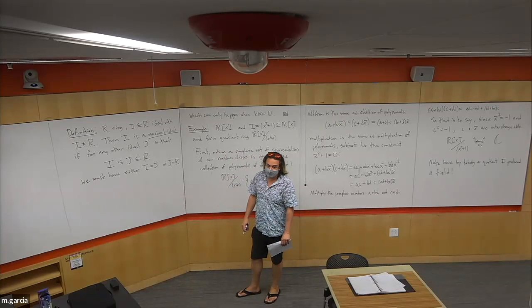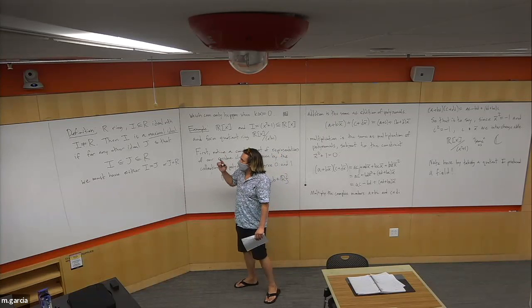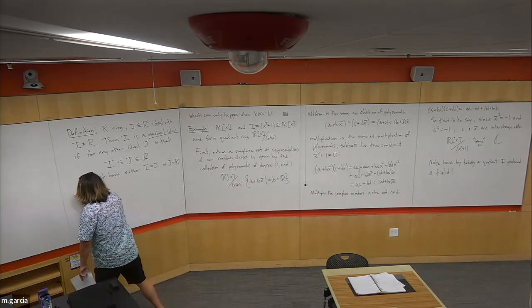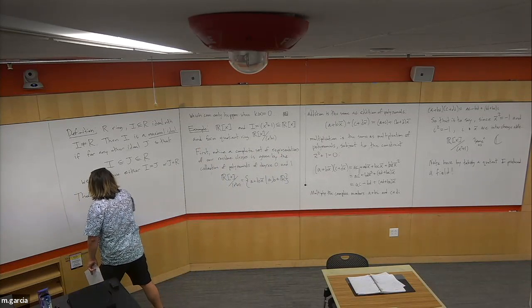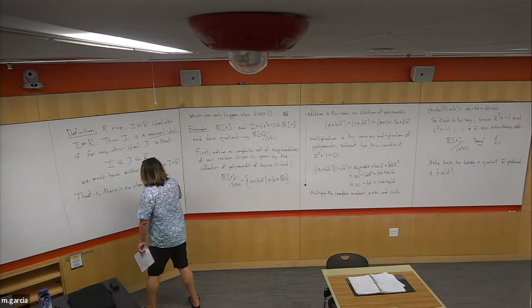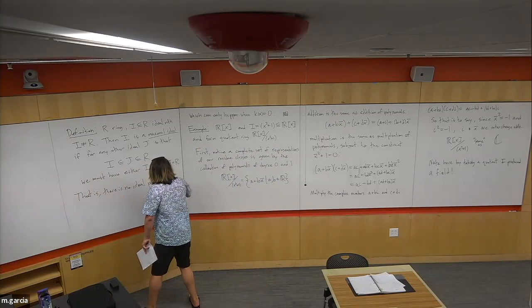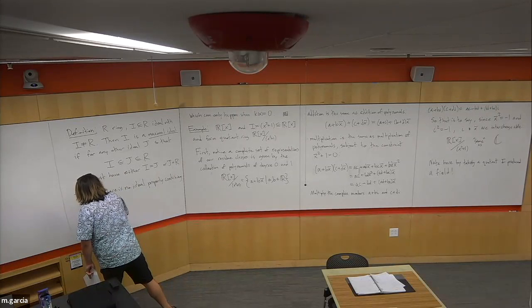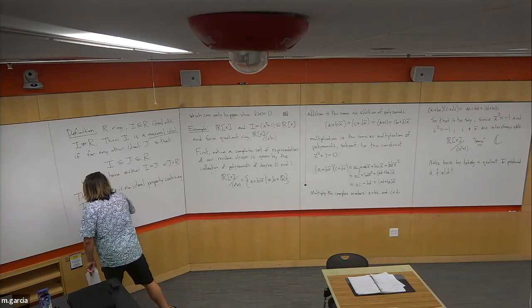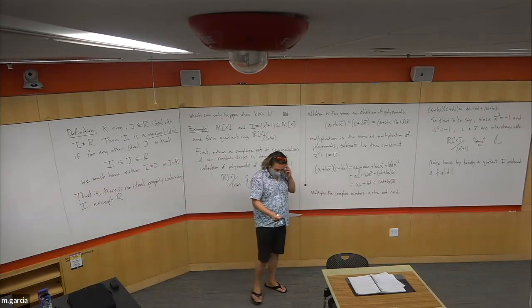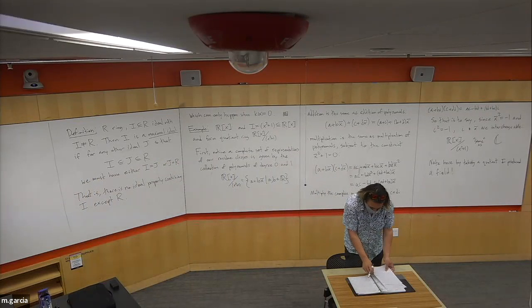What is the point of this definition? We're saying that there is no ideal that properly contains I other than the entire ring R. That is, there is no ideal properly containing I except the whole ring R.